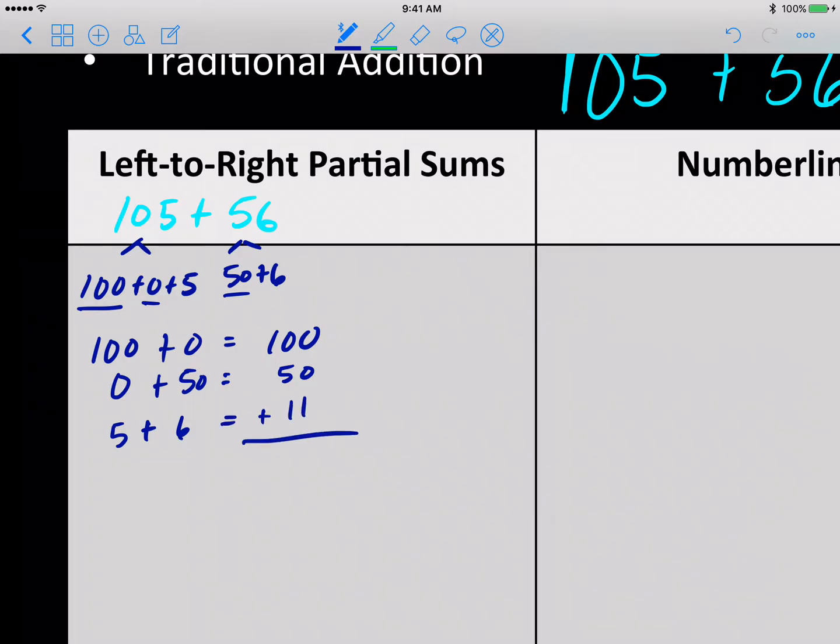So here's what I'm going to do. You can add all these together, or you can do these two first. So 100 plus 50 is 150, plus 11 more is going to be 161. This is just a way you don't have to regroup. We're not regrouping, we're putting the numbers into expanded form and then adding them together.